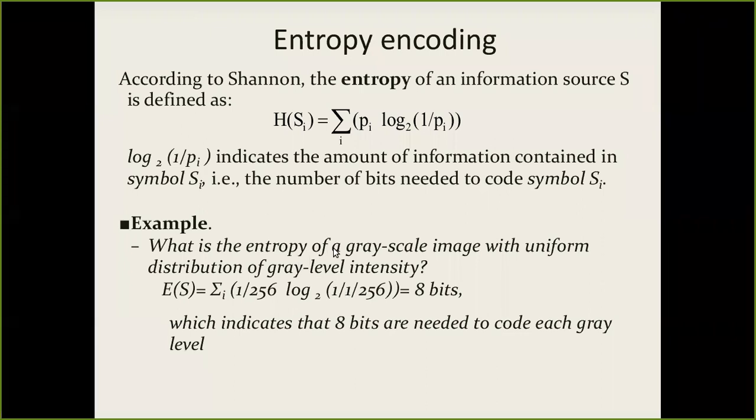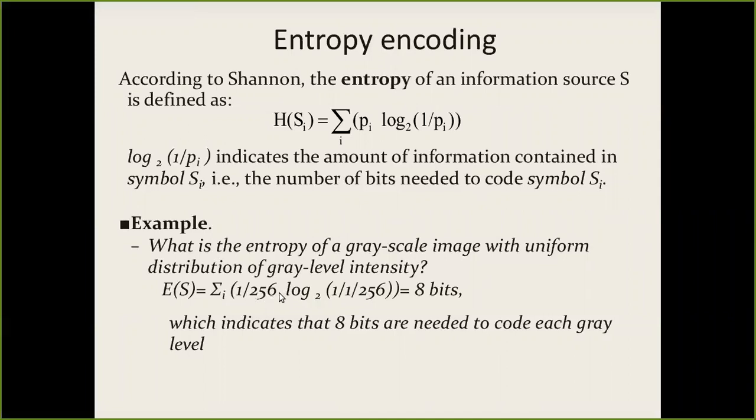The probability of occurrence of every grayscale color is 1/256, and the entropy of a grayscale image is the summation over all the colors that are available, taking every color, 1/256 of that given color, multiplied by the logarithm of 1 over the probability of occurrence of that color to the base 2. Why base 2? Because we are using binary, 2 bits.